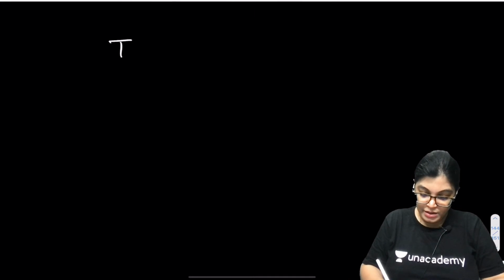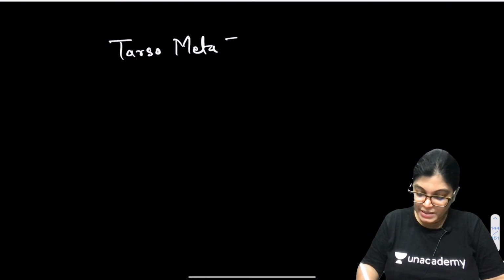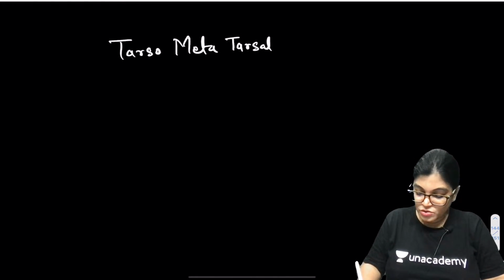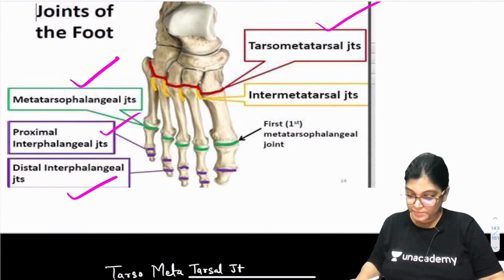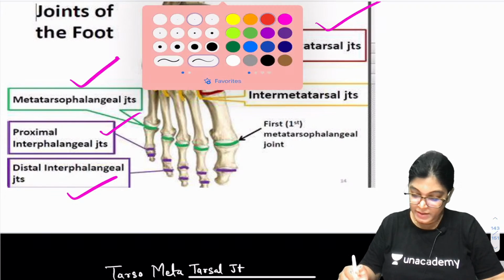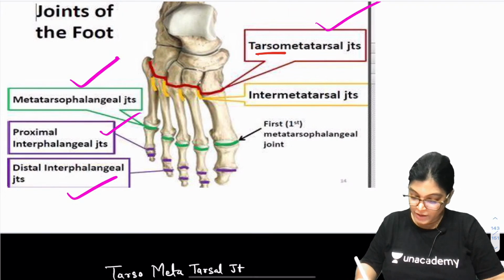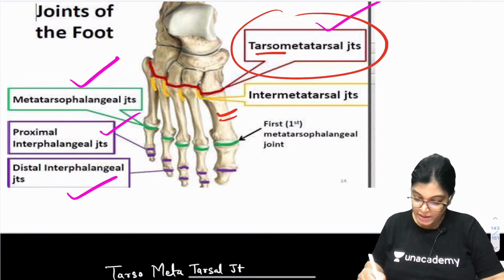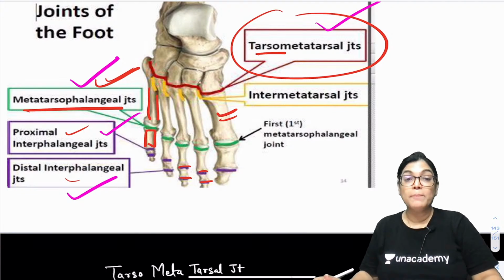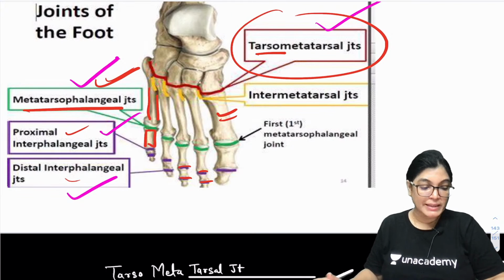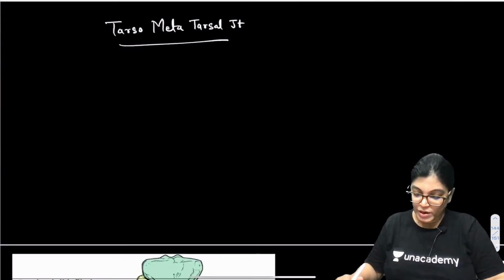So, write down tarsometatarsal. What do you mean by tarsometatarsal joint? Here you can see tarsometatarsal joint is an articulation between the tarsal bone and that of metatarsal. So, this is tarsometatarsal. These are interphalangeal joints, proximal, and this is metatarsophalangeal. So, this is metatarsal and these are phalangeal. Articulation between the metatarsal and phalangeal is called as metatarsophalangeal joint. By the name only it is clear.